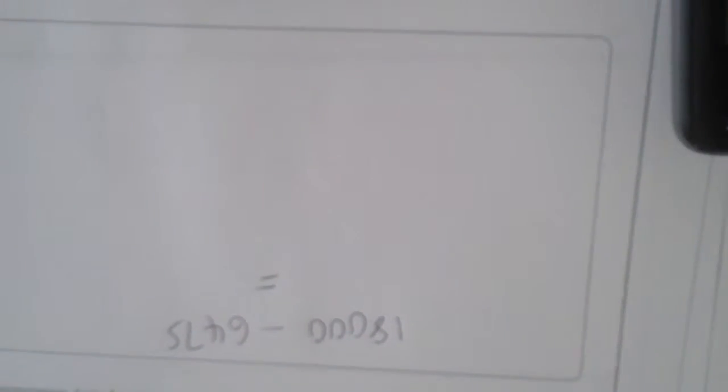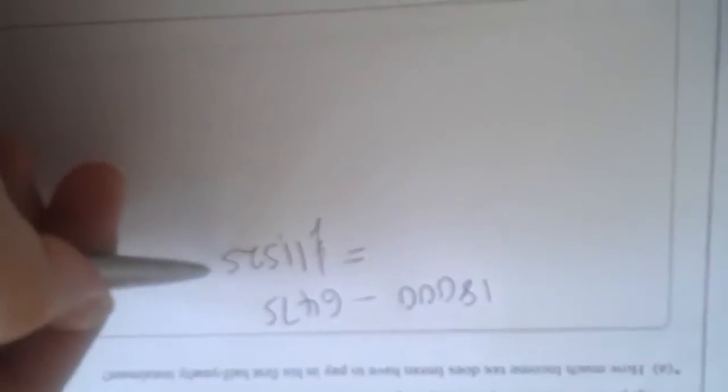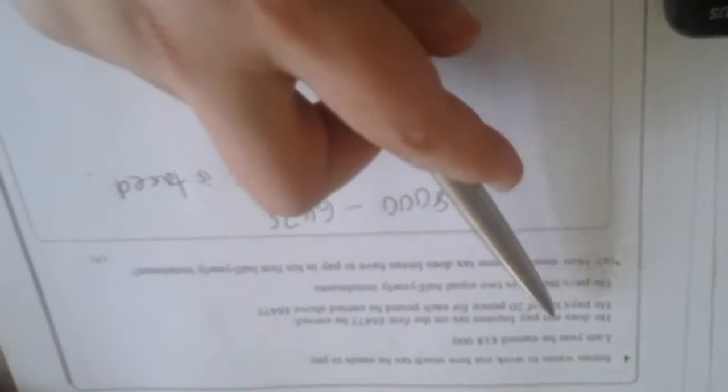Question 4. Imran earned £18,000 last year. He doesn't pay income tax on the first £6,475. So if you do 18,000, take away 6,475, it means that he has got £11,525 that is taxed. So, for the next step, he pays tax of 20p for each pound he earned above that. So every pound of 11,525 is charged 20p. So I'm going to times by 0.2, because 0.2 is 20p as a decimal.